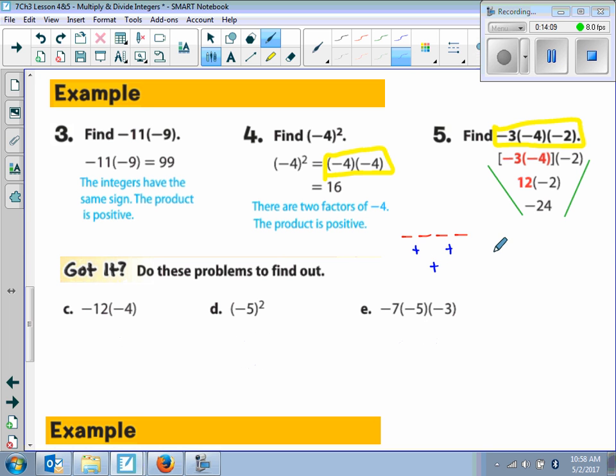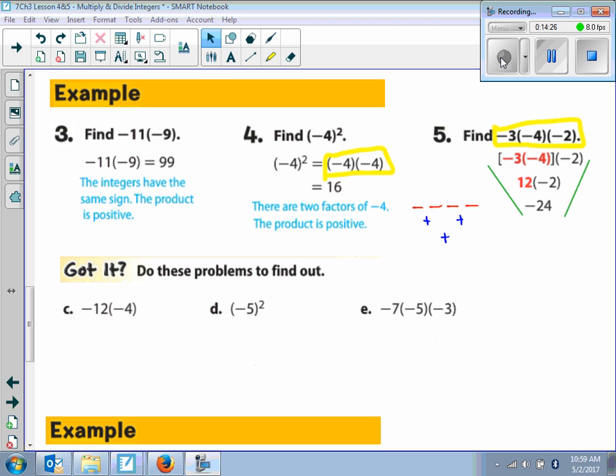What if I had a 5th negative in there? The answer would be negative. So, if you have an even number of negatives, your answer is going to be positive. If you have an odd number of negatives, your answer is going to be negative. All right, so in the got it, remember, same sign when you're multiplying, positive.